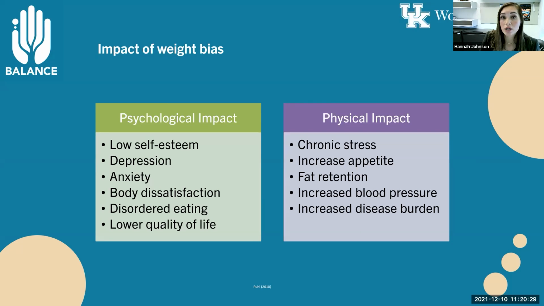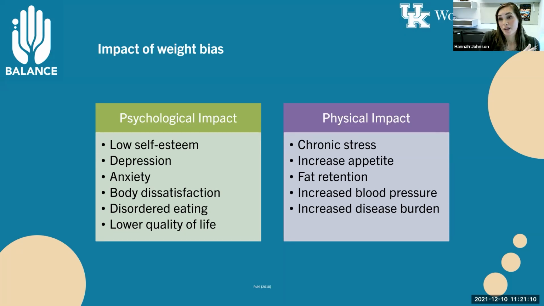So I will say that there is literature to say that even if an individual isn't necessarily labeled as overweight or obese based on the BMI standard, if you feel like you are in a larger body or overweight, you can feel weight bias as well. And the psychological impacts of this include lower self-esteem. It can increase depression or anxiety symptoms. It leads to body dissatisfaction, and it can lead to disordered eating or an eating disorder, and ultimately a lower quality of life. It not only impacts them mentally and emotionally, but also physically.